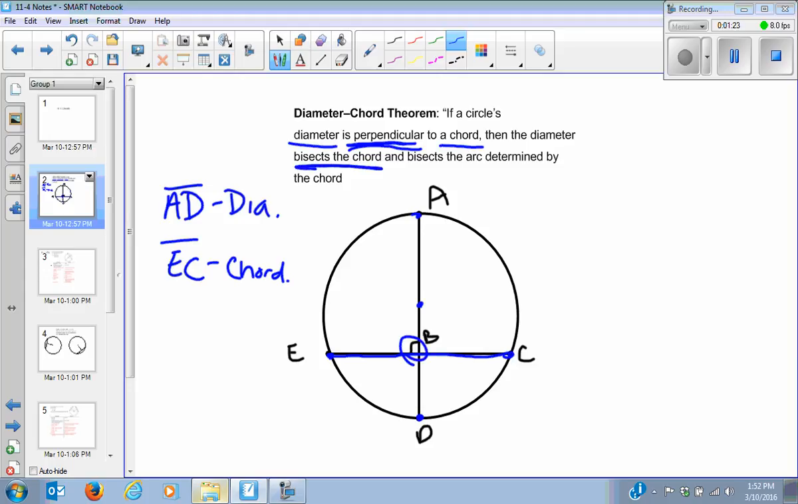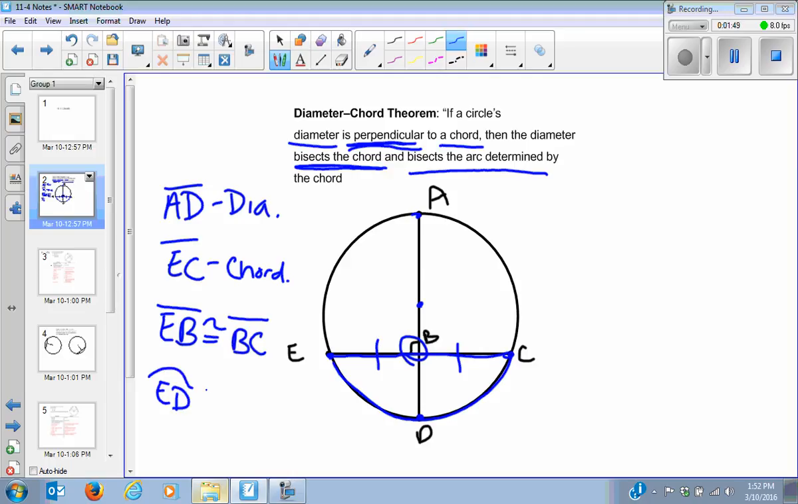It bisects the chord. So that means that this is bisected. Bisect means cuts evenly. So I know that line segment EB is congruent to BC. That's the first part. And it bisects the arc determined. So this arc right here would be cut evenly, so that arc ED would be congruent to arc DC. That's all that theorem is stating.